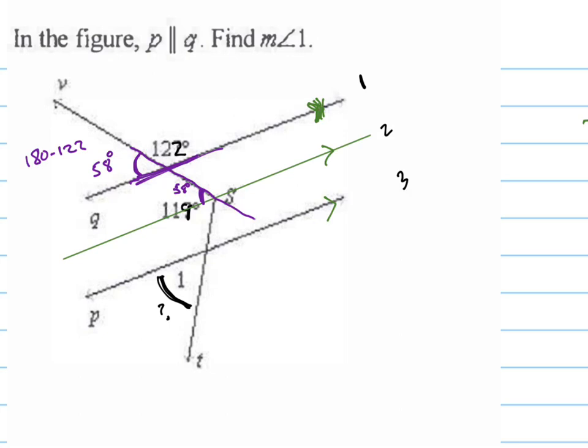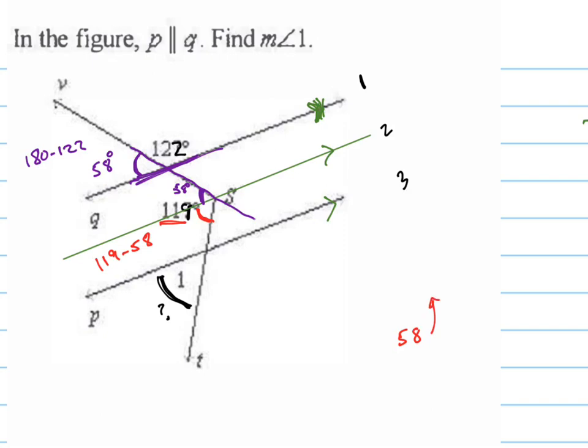Okay, so if that's 58, I'm going to change colors again to red. If that's 58, then this angle right here is going to be equal to 119 minus 58. And 119 minus 58, I'll show you the quick math. In my head, I was showing my younger daughter this just the other day.